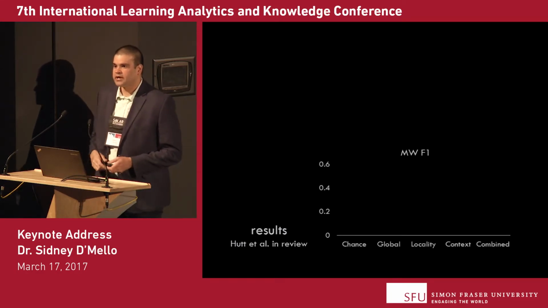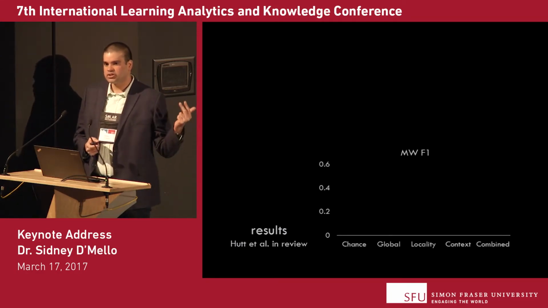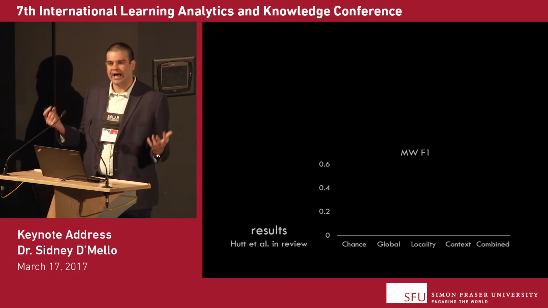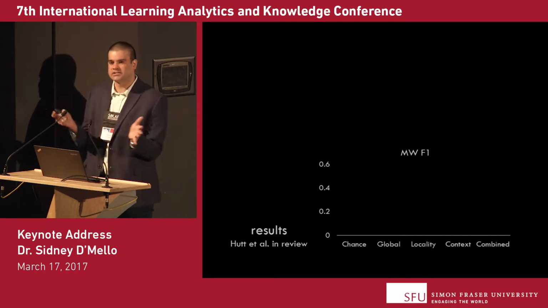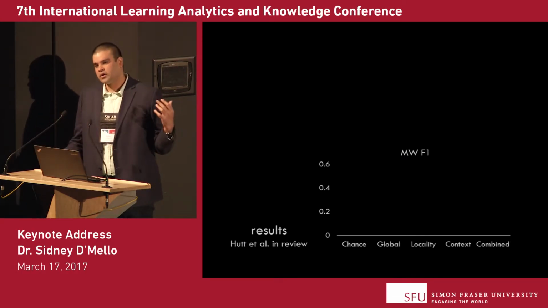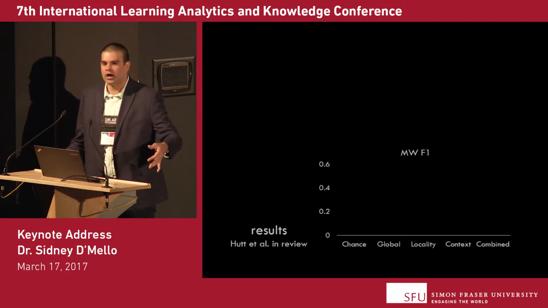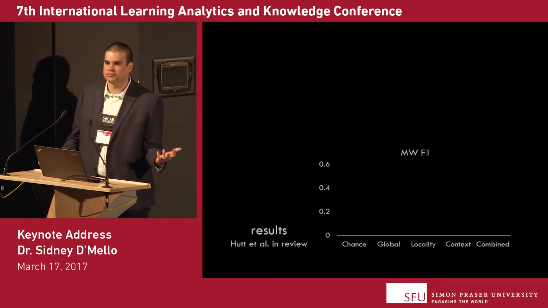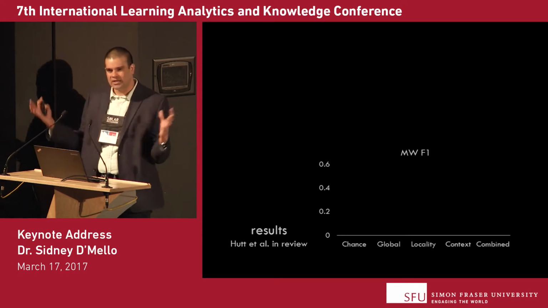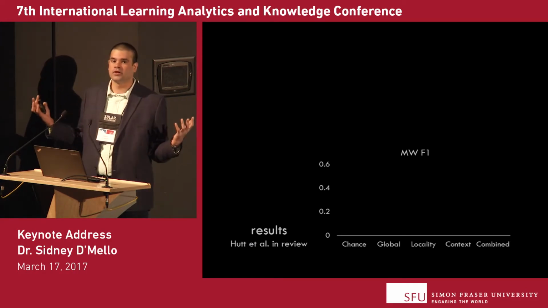And here are some results. We have chance, global features, locality features. We had some context features. We are still doing a deeper analysis of context. These are things like, how far in the session are you? How well are you responding? What's the feedback you're getting? Just encoding what's happening right now. What part of Guru are you in?